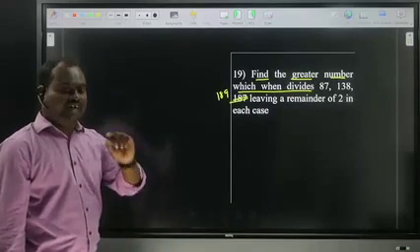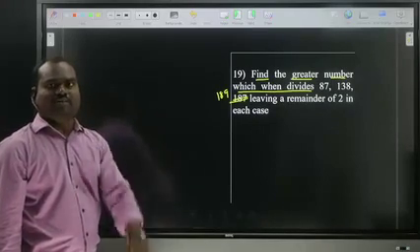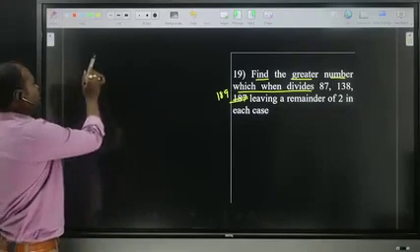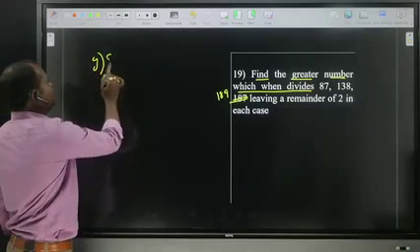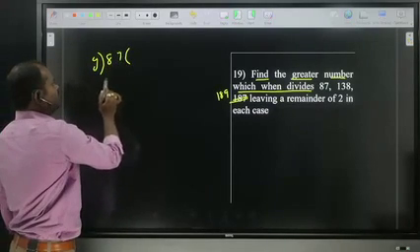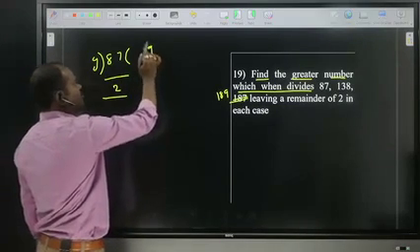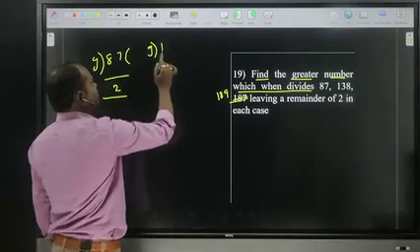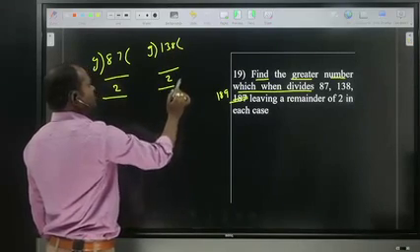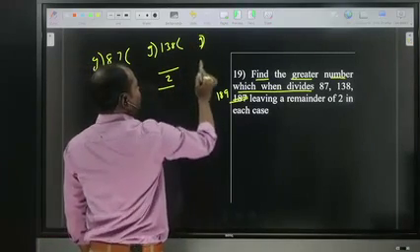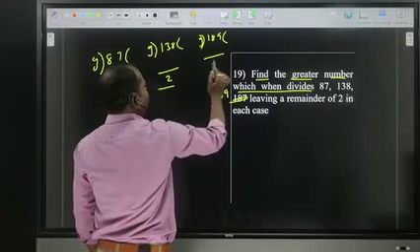What is the question? Find the greater number. One greater number, we don't know. With that greater number, if we divide 87, we require remainder 2. With the same greatest, if we divide 138, we require remainder 2. With the same greatest, if we divide 189, we require remainder 2.